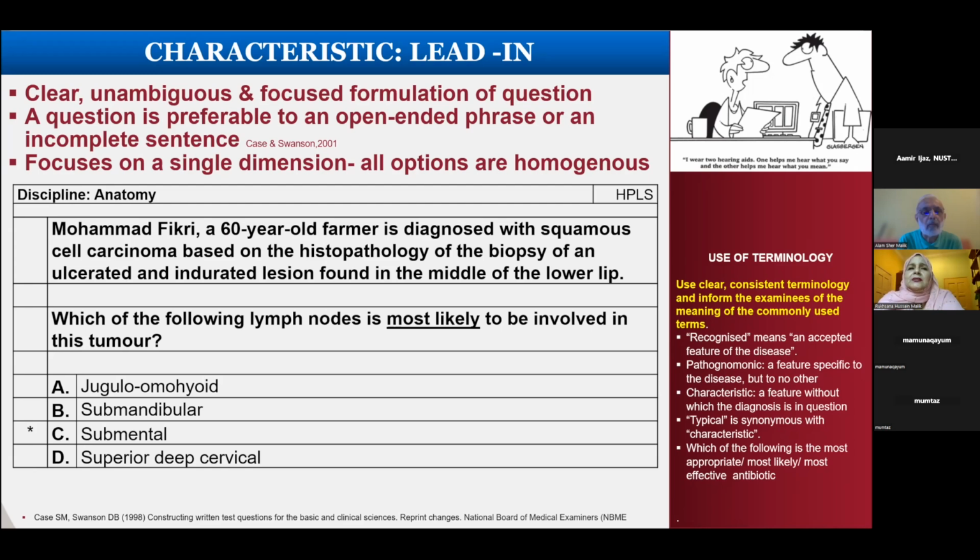So practically this can be a pathology question if we change the lead-in and the options below, but this question was on anatomy and it was focused on the most likely lymph nodes which are involved in this tumor. And the students just have to know the lymphatic drainage from the middle of the lower lip. So the jugulo-omohyoid, all these lymph nodes are ultimately involved, but the most likely, the first one to be involved, is the submental. So that becomes the best answer.